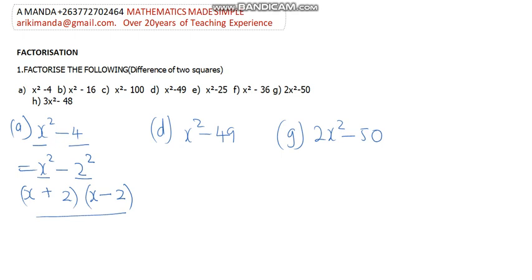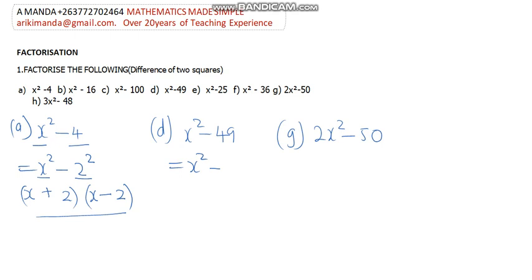Let's repeat the same process on part D. X squared minus 49. We need to factorize this. This can be rewritten as x squared. 49 is a perfect square. There are two numbers which, when multiplied by themselves, we get 49. And what are the numbers? Obvious, the number is 7 times 7.